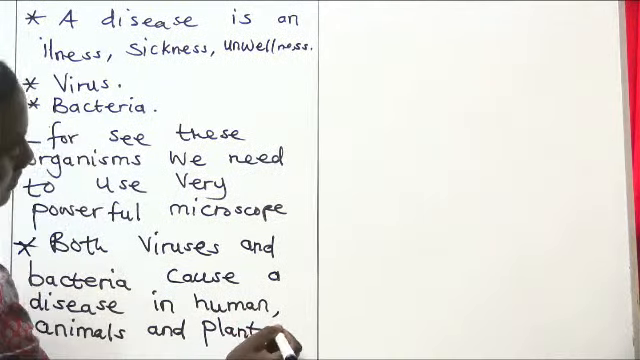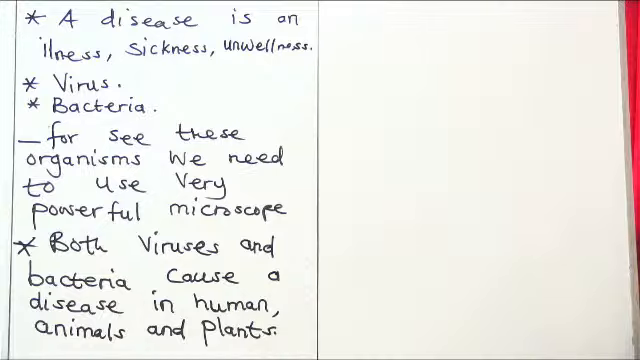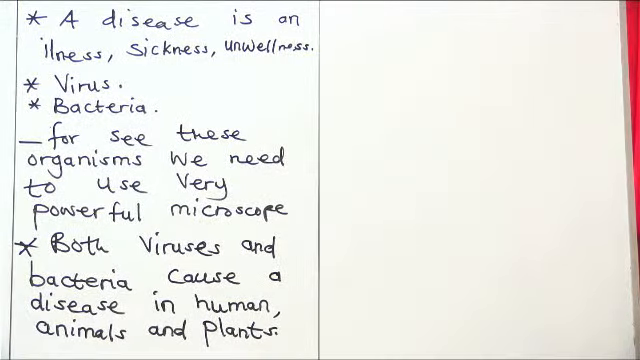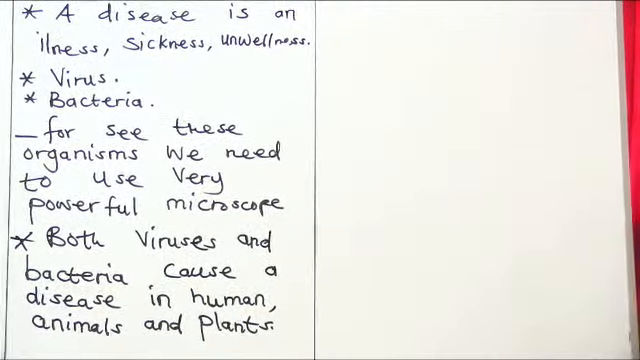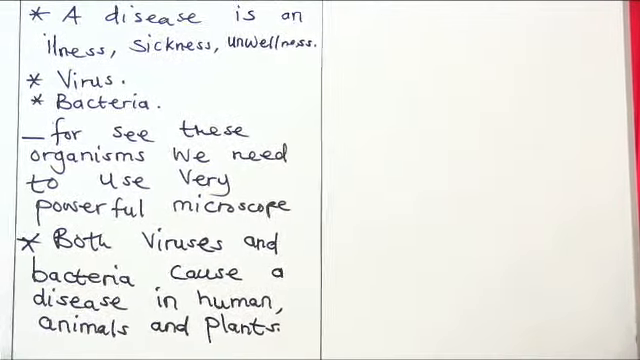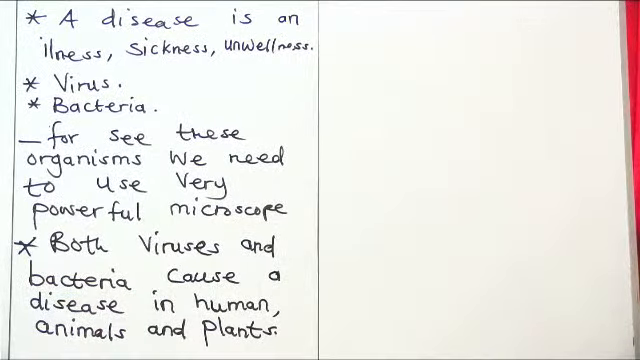Okay, so it's not only in human beings where there are diseases. In animals there are diseases. Plants, they also have diseases. You may find sometimes that the plant is not growing well, or it's not growing the way it's supposed to grow. It's because of what? The disease that has attacked that plant.